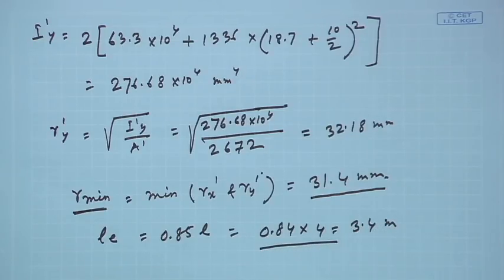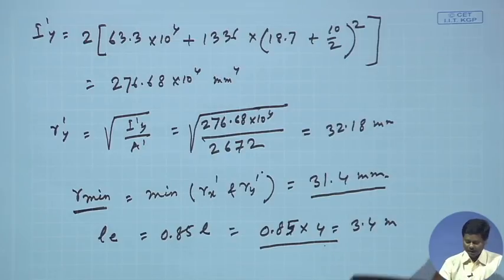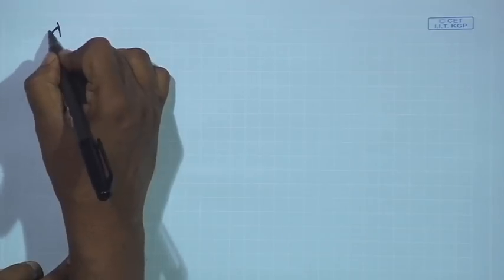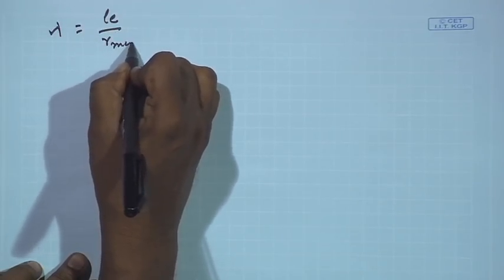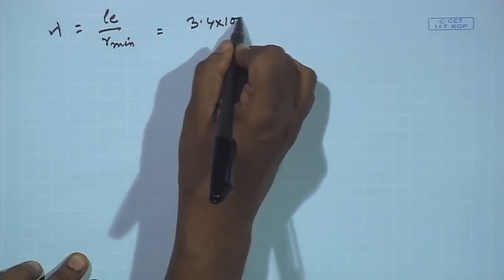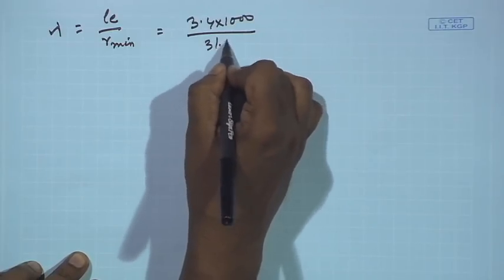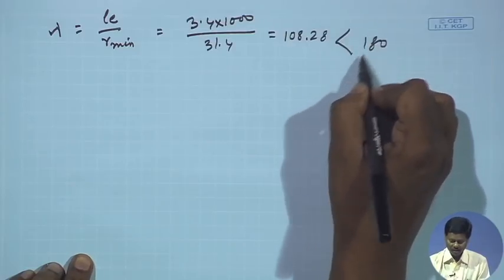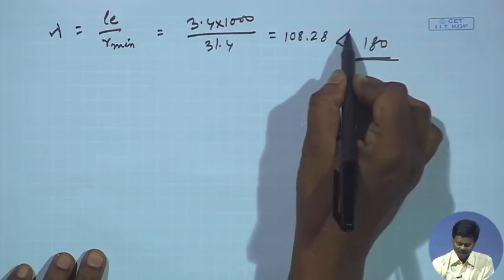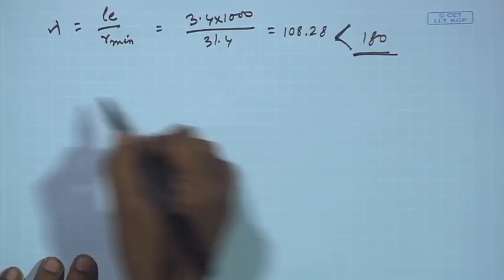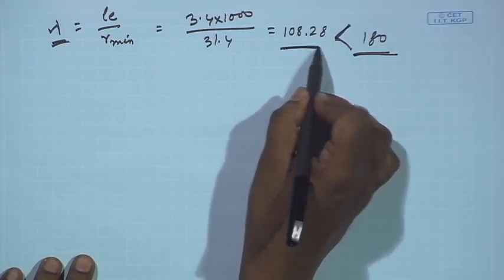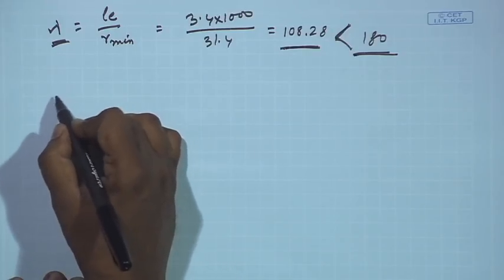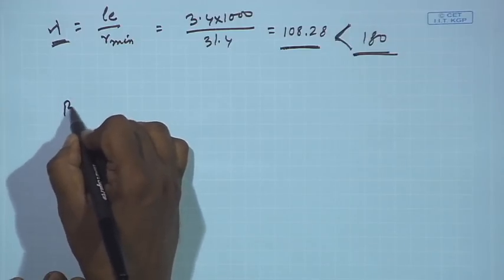So, as per clause 7.5.2.1, I can find out the value of effective length as 0.85 into L, that is 3.4 meter. So, now I can find out the value of slenderness ratio. So, lambda slenderness ratio I can find out L by r minimum, that will be 3.4 into 1000 to make it millimeter by 31.4. This is becoming 108.28, right, and this is less than 180. So, it is ok. As per table 3, it should be less than the permissible slenderness ratio. So, the slenderness ratio value we can find as 108.28. Now, for angle section or for built up section, we know buckling class will be C.